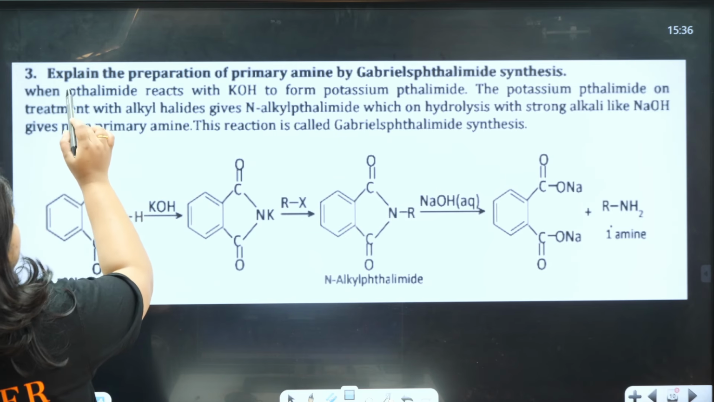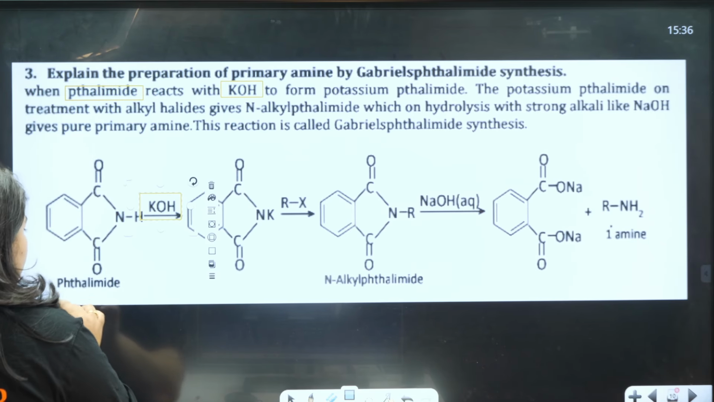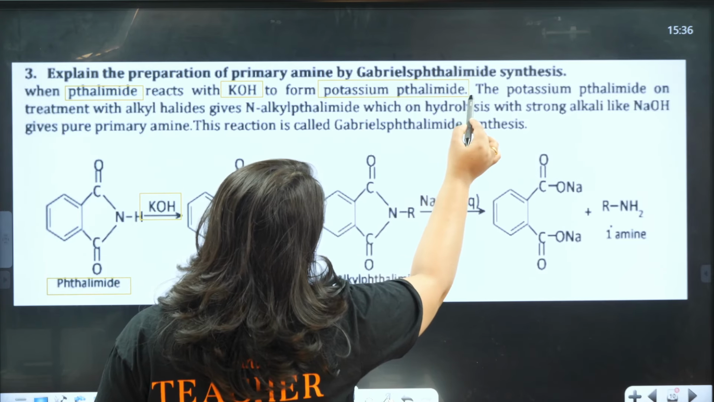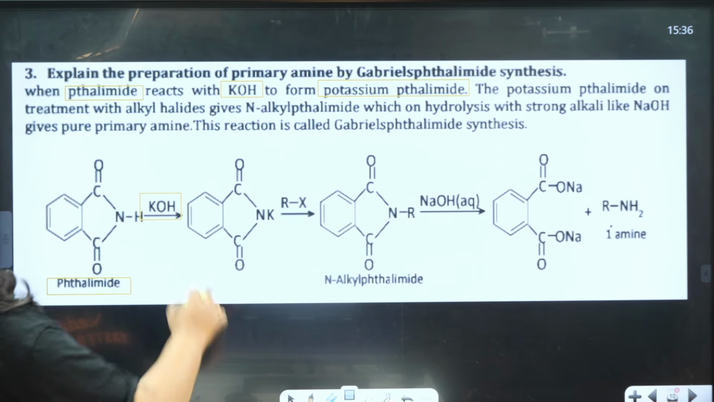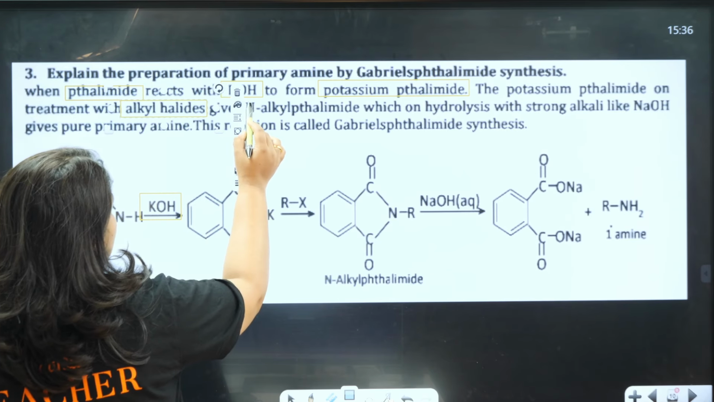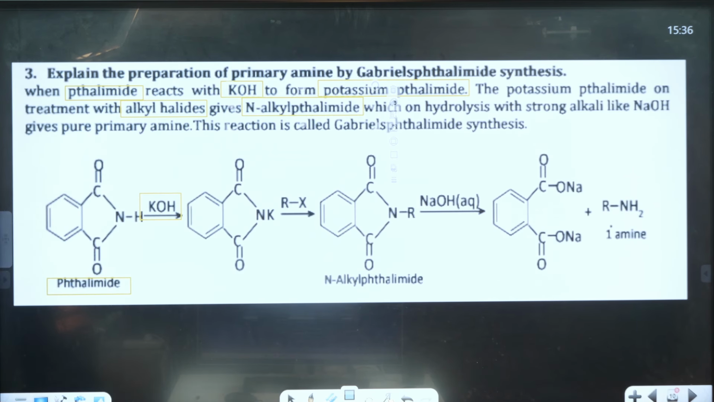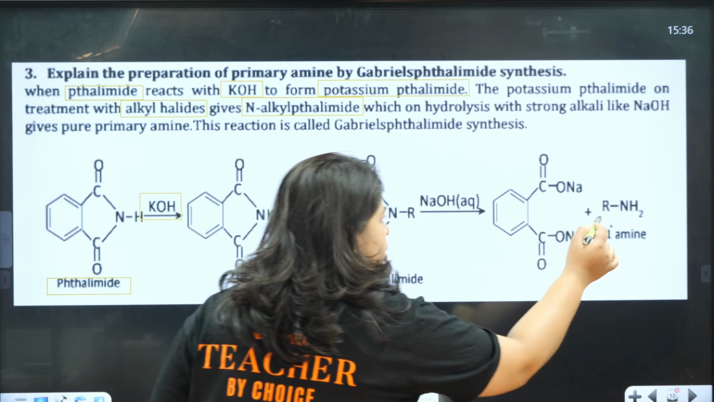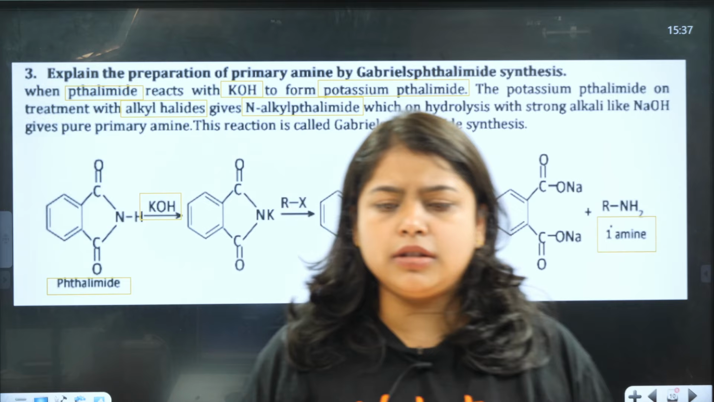Phthalimide reacts with KOH to form potassium phthalimide. When potassium phthalimide is treated with alkyl halides, we get N-alkyl phthalimide, which on hydrolysis with a strong alkali like NaOH gives the pure primary amine. This process is called Gabriel's phthalimide synthesis. So this is a synthesis, not a named reaction.